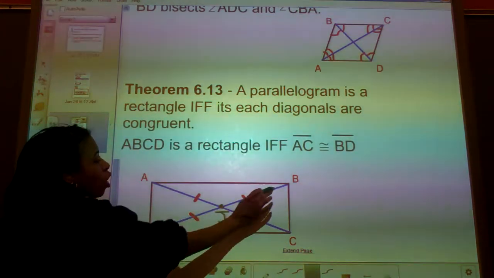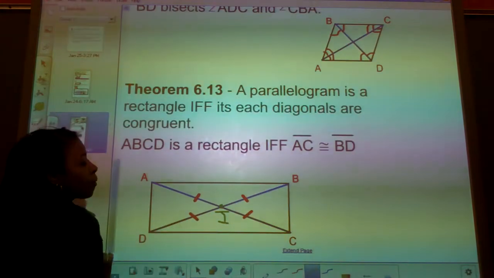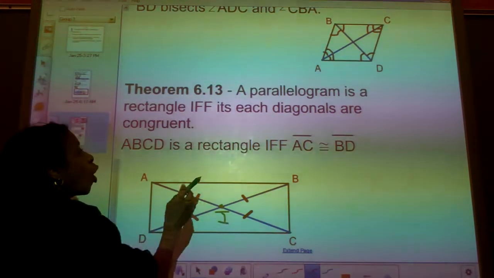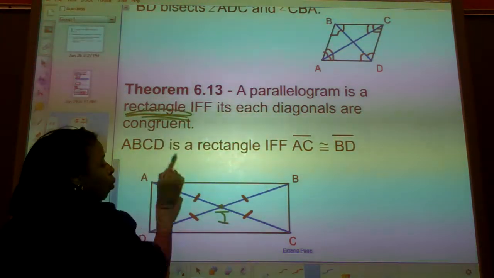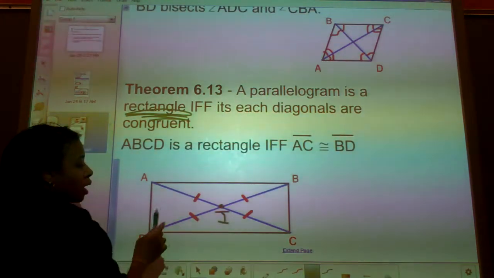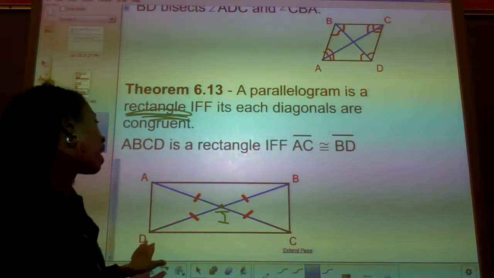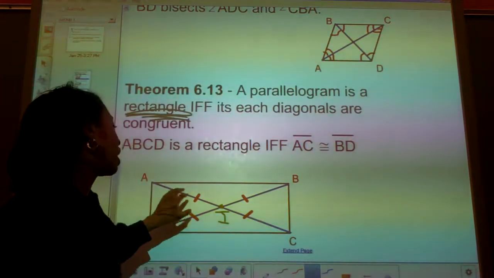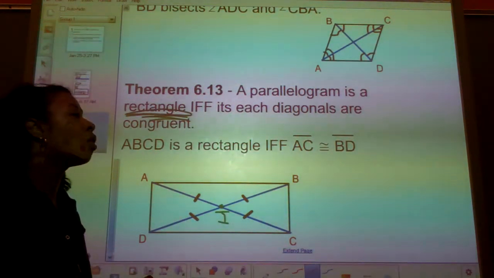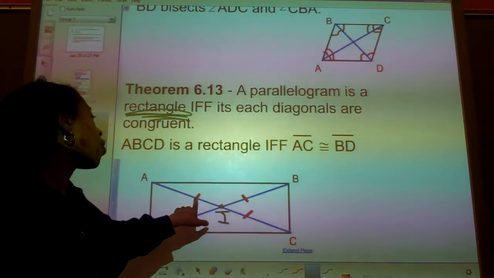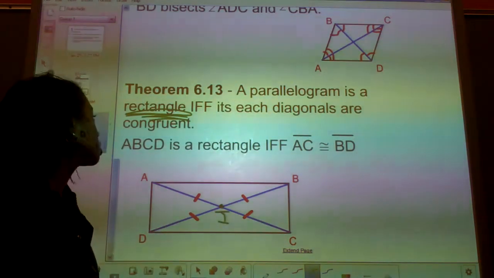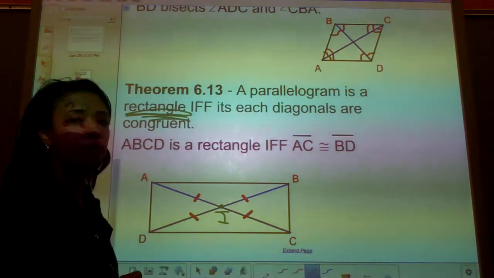So all four of the segments formed by a diagonal on a rectangle will be congruent. Please make sure you know that the diagonals BD and AC on a rectangle will have four congruent interior segments from the diagonals.